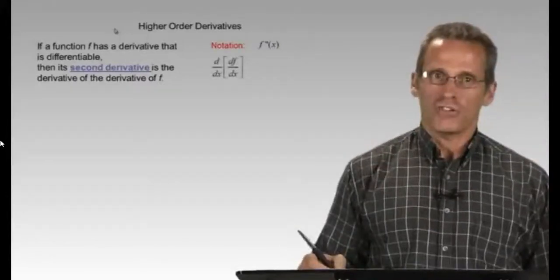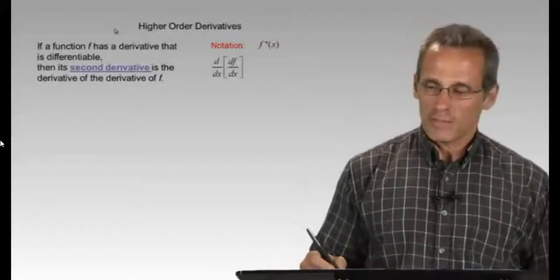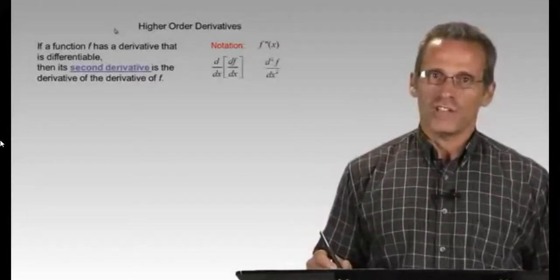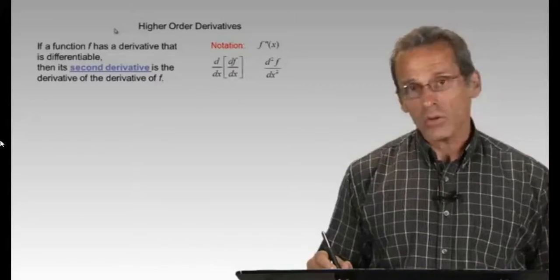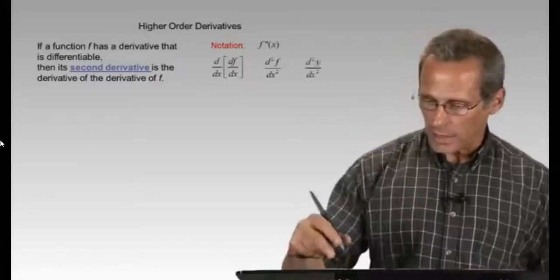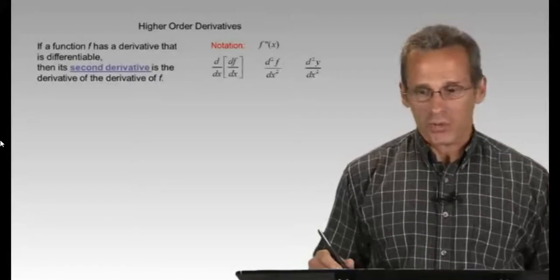This notation reads the derivative with respect to x of the derivative of f. This notation reads the second derivative of f with respect to x. And if your function is written in terms of y, this derivative reads the second derivative of y with respect to x.